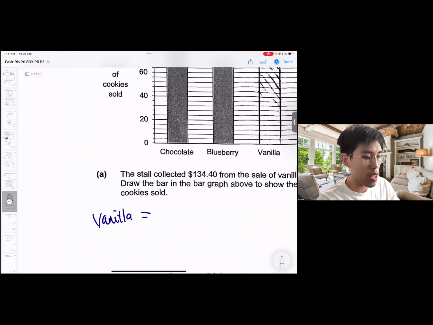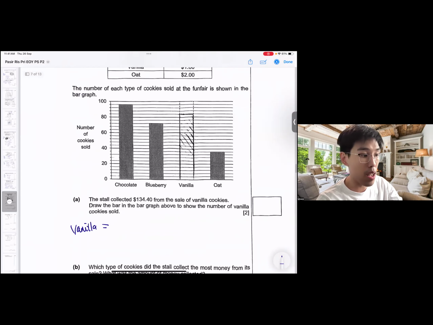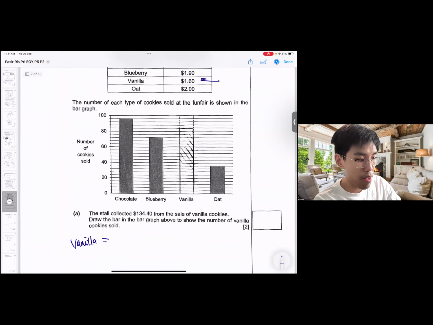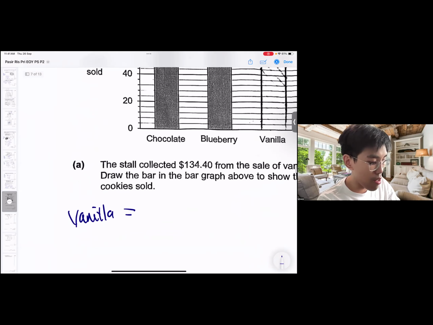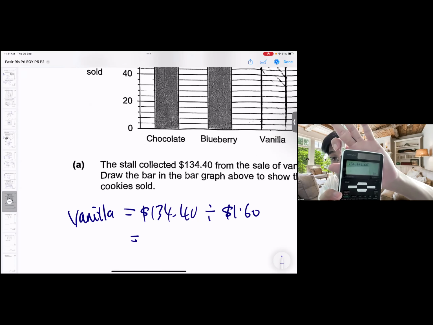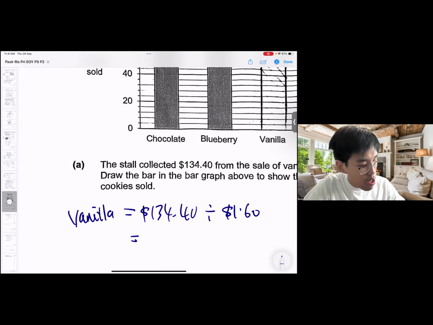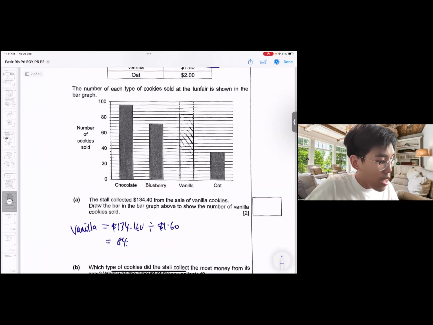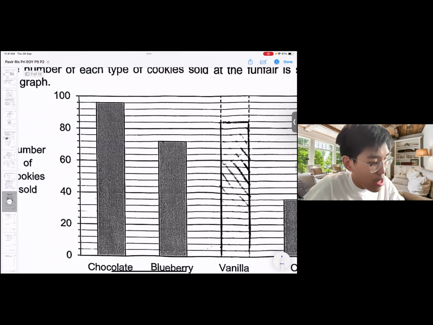So vanilla, if we go back to see what's the pricing of one vanilla, it's actually 160, which is here. All right, so we just need to take 134.4 divided by 160. Okay, so 134.4 divided by 160. You should get a whole number, 84. Okay, 84. Indicate in the graph, so you can see that it's actually up to here.